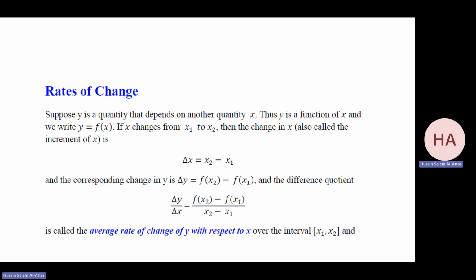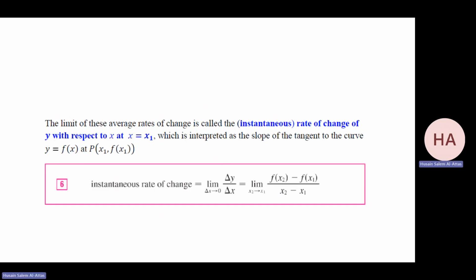Also, we have the rate of change, which is like the average velocity. We call it the average rate of change of y with respect to x. And we have the instantaneous rate of change, which is what? Which is the derivative, which is the same thing as the limit. So it's the derivative.